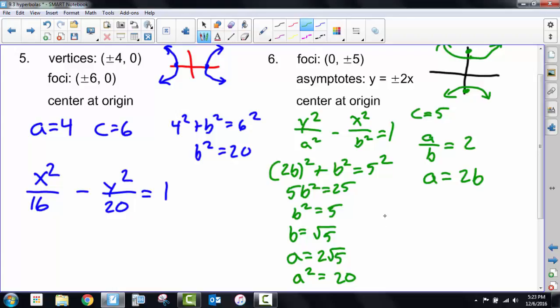That number is going to be important to us because that's the one we're going to plug in right under our y value. Y squared over 20 minus x squared over 5 equals 1. A little bit going on there. That's a little more challenging when you get the equation for the asymptotes rather than directly an a, b, or c value.